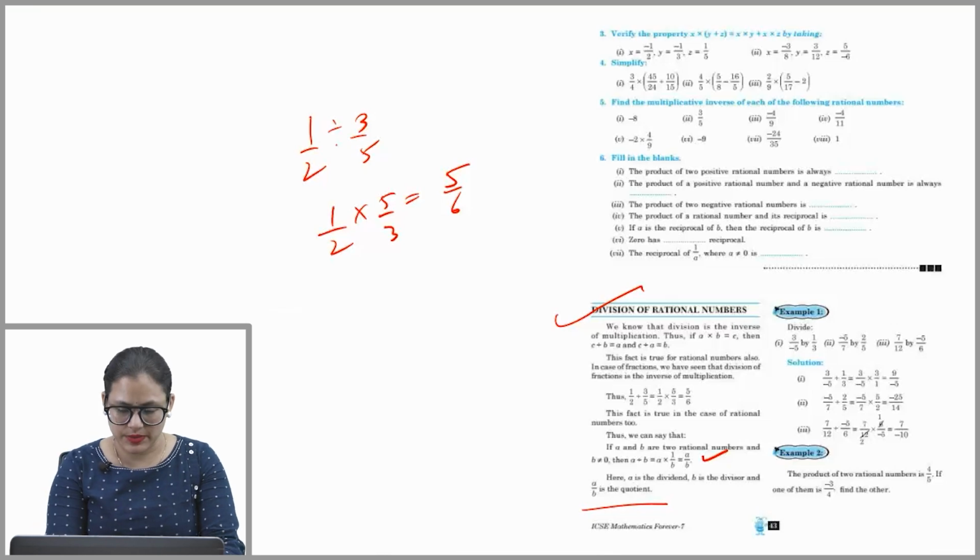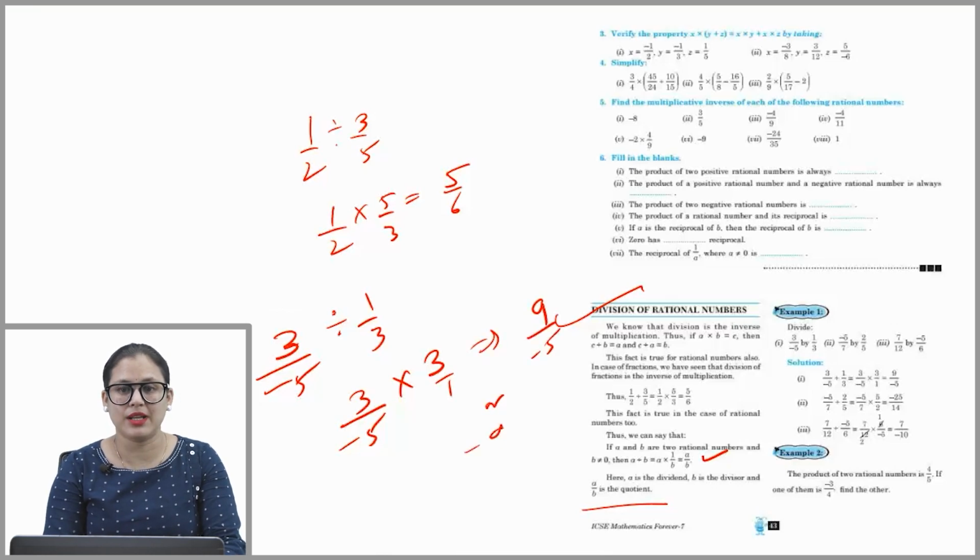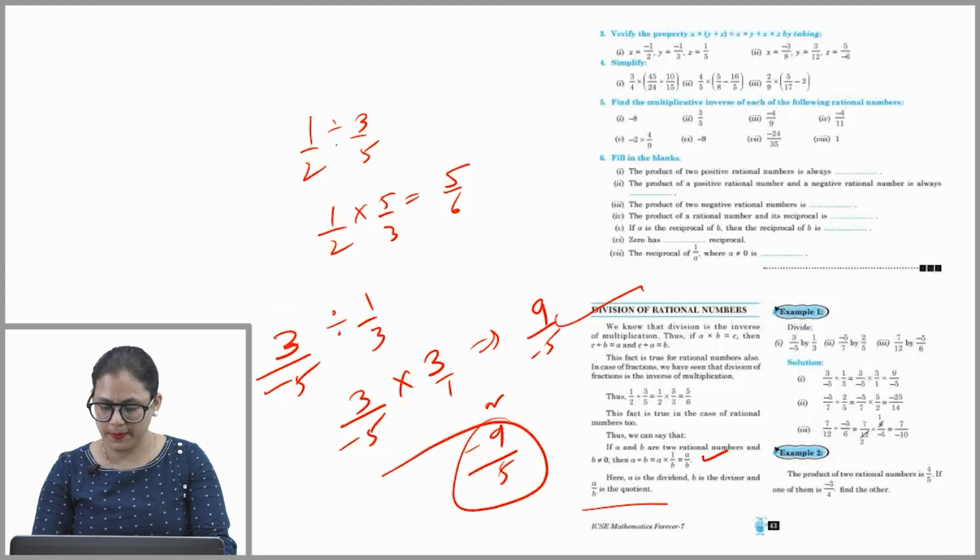Example 1, we have to divide 3 by minus 5 by 1 by 3. 3 by minus 5 into 3 by 1, okay. So, 3 3s are 9 by minus 5 or minus 9 by 5, okay.